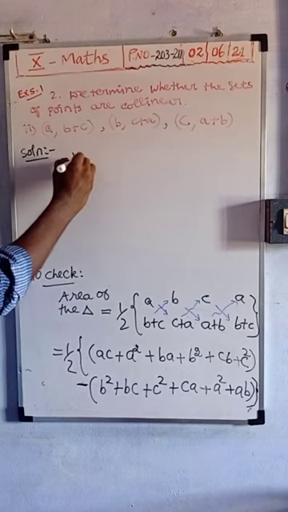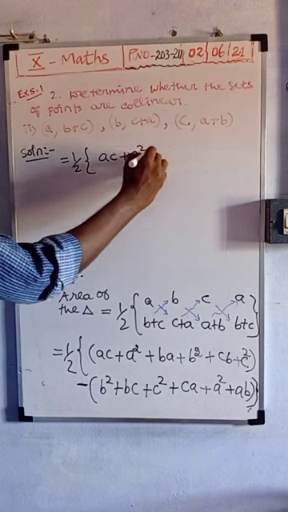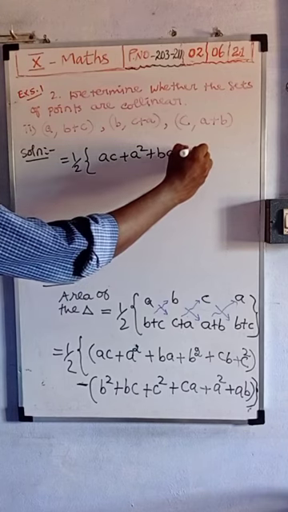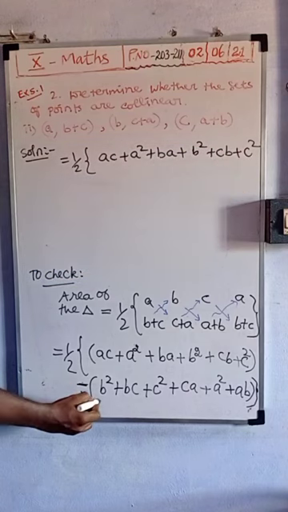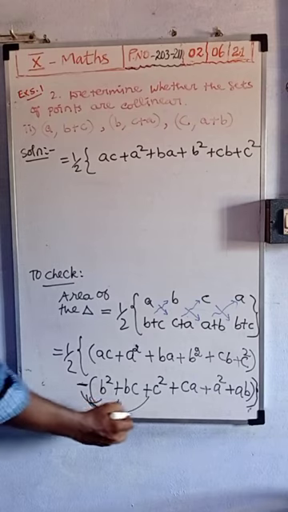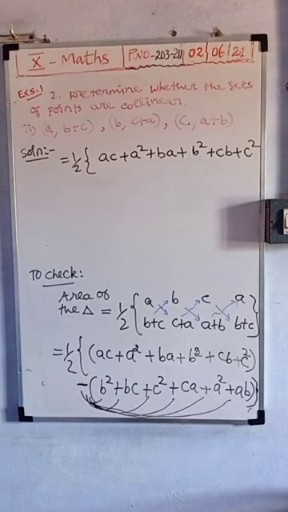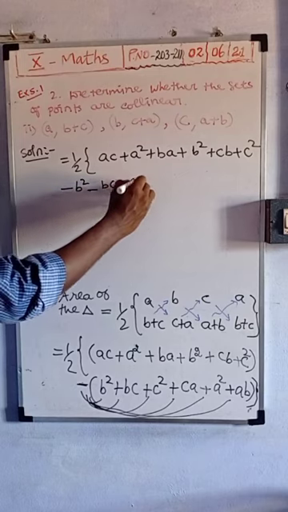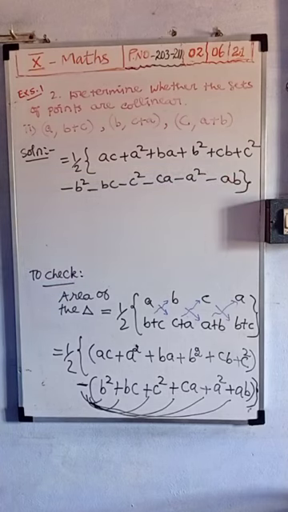Now half of, first remove the bracket and write AC plus A squared plus BA plus B squared plus CB plus C squared. Now this minus is common for all the terms. This is very important because the outside minus is there. You should multiply minus inside, meaning all the terms change into negative. So minus B squared, minus BC, minus C squared, minus CA, minus A squared, minus AB. Close the bracket.